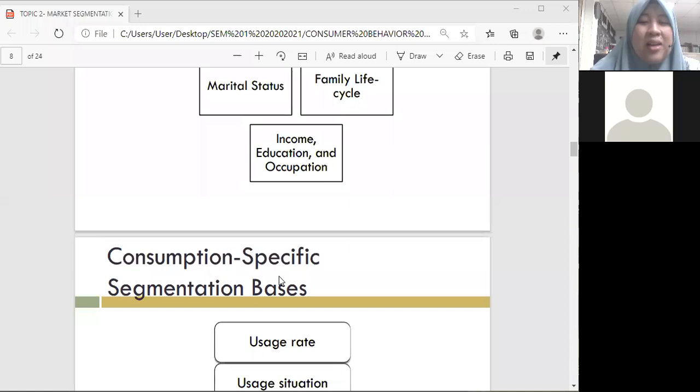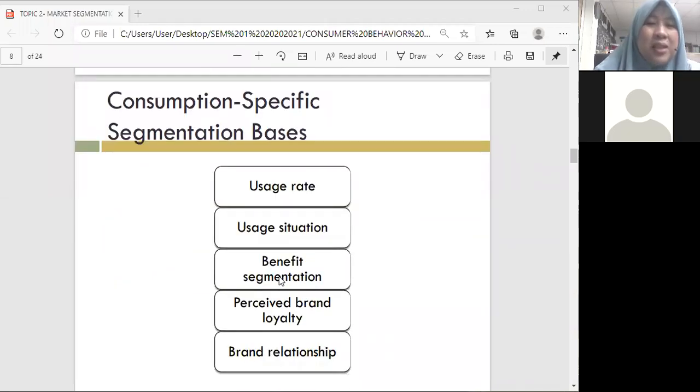Consumption specific segmentation basis. So this is in terms of consumption, penggunaan, according to the segmentation basis. Number one, we have usage rate, kadar penggunaan. For example, when we talk about usage rate, for social media or during COVID-19, the usage of technology and the internet boomed up. Kadar penggunaan internet ketika COVID-19 mendadak tinggi.